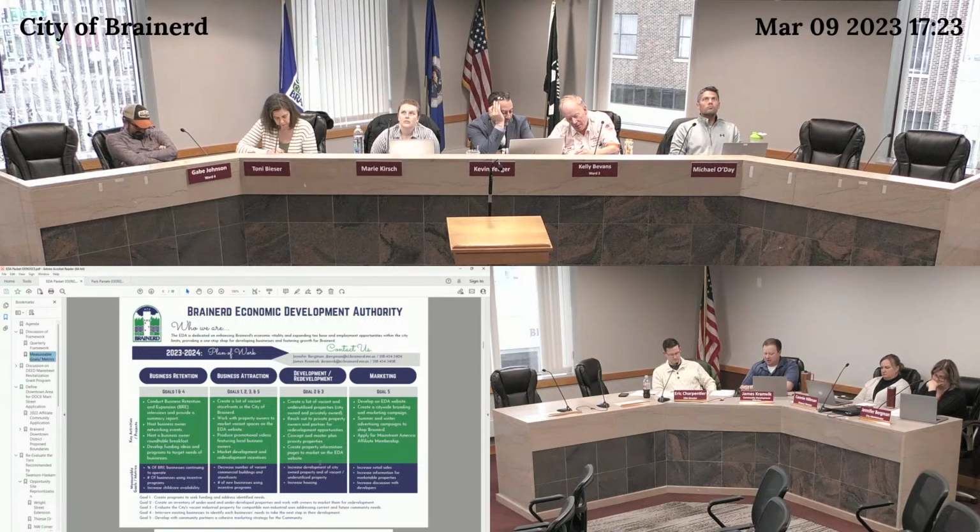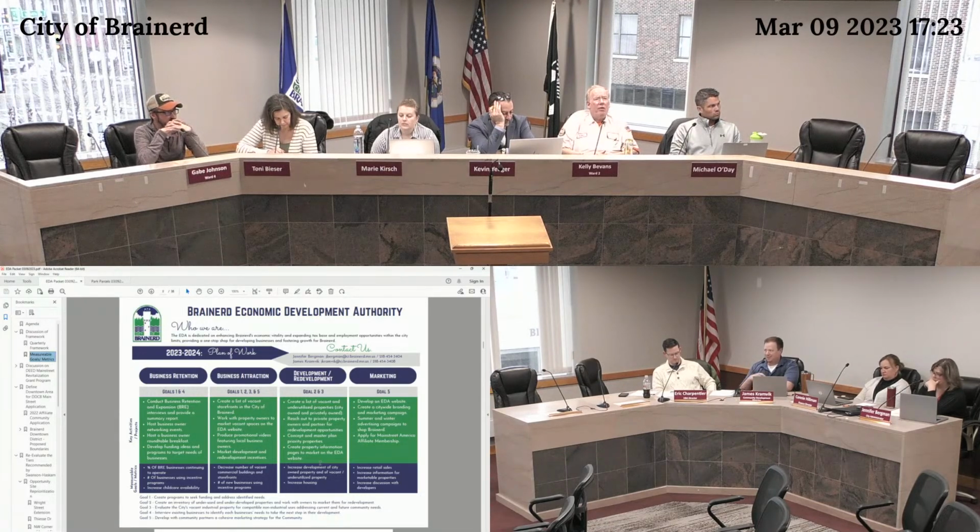The last one is, I guess two more: increase information for marketable properties, and that's really creating web pages on the EDA website for vacant properties, letting you know what the zoning districts are, what the size is, the use. Right now we don't have that, so we want to increase information for marketable properties, and then create reports for discussion with developers.